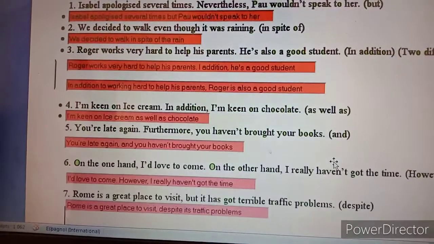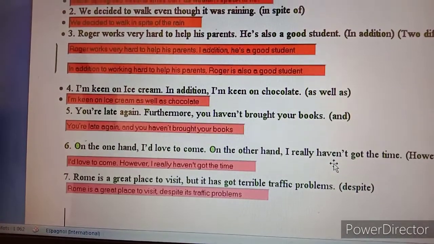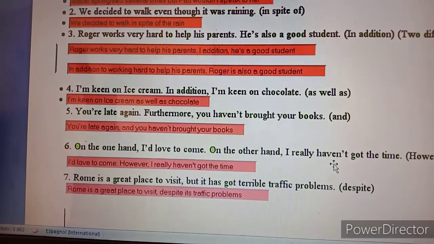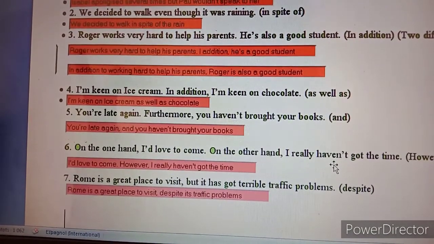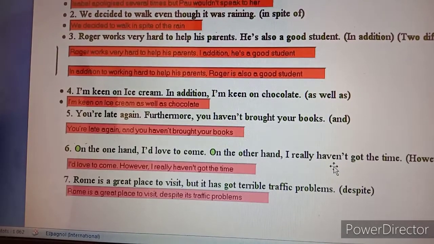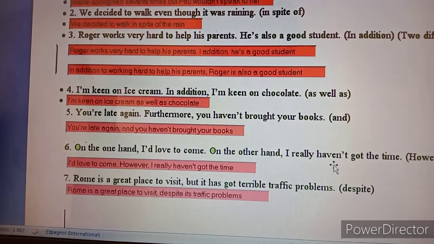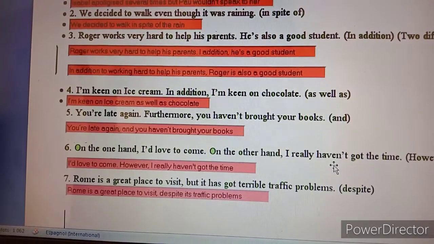Number 6. On the one hand, I'd like to come. On the other hand, I really haven't got time. So here we will put however. I'd like to come, however, I really haven't got the time. Clear? Now let's move to Rome.